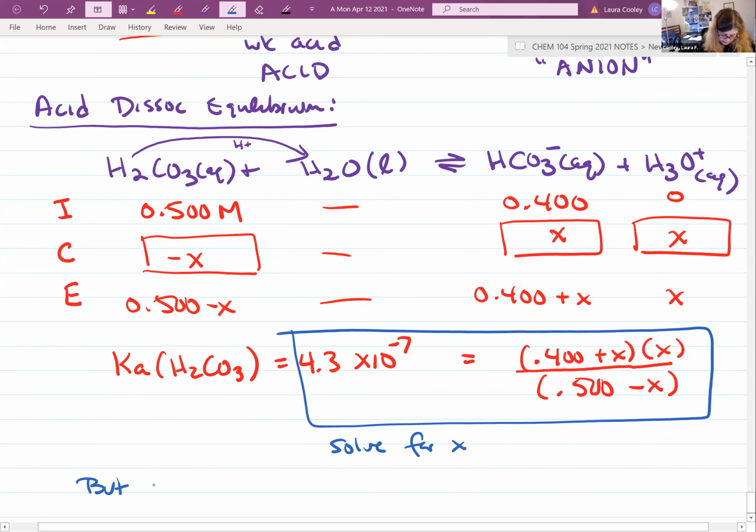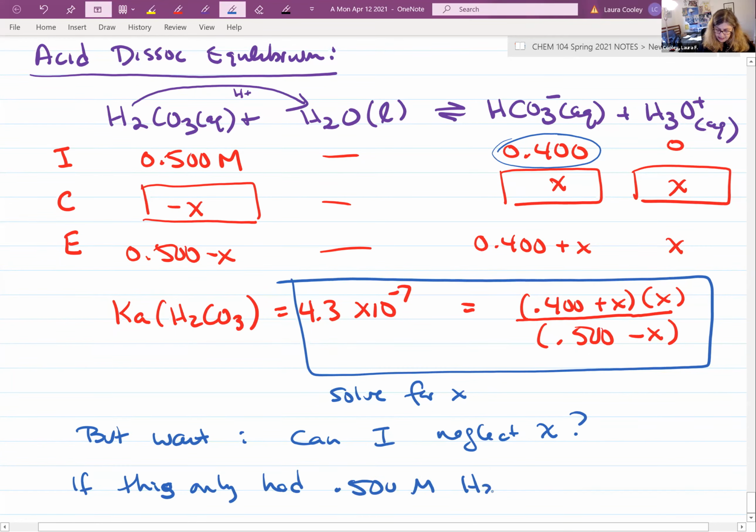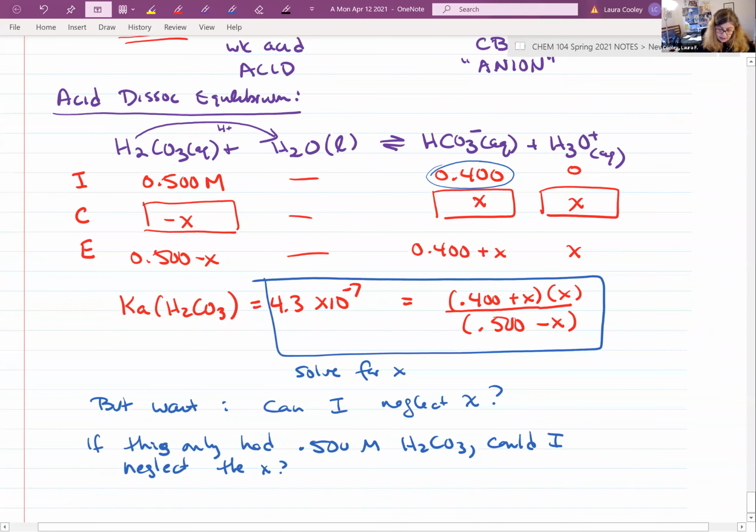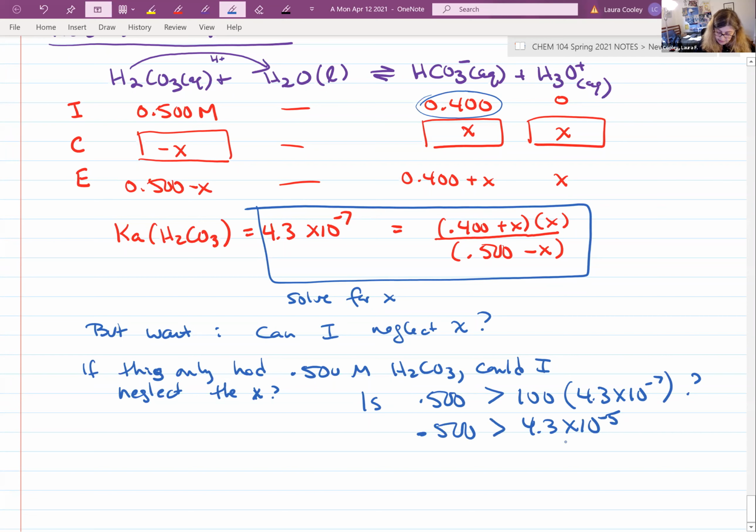But wait, can I neglect the X? If we didn't have this 0.4 molar here, so if this only had 0.5 molar H2CO3, could I neglect X in that situation? Well, is 0.5 greater than 100 times 4.3 times 10 to the negative 7th, which is 4.3 times 10 to the negative 5th? Is 0.5 greater than that? Yes. So I can neglect the X if there were no HCO3 minus.